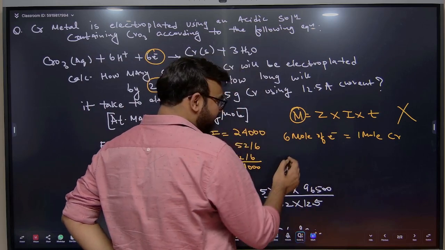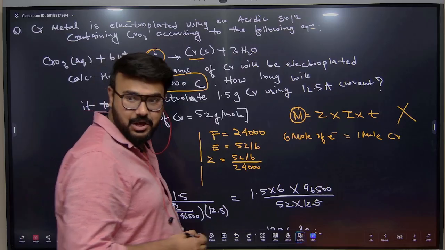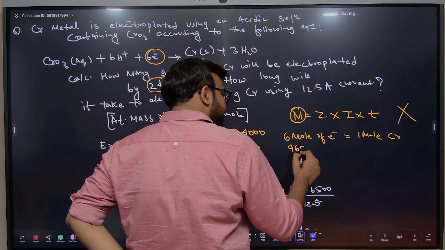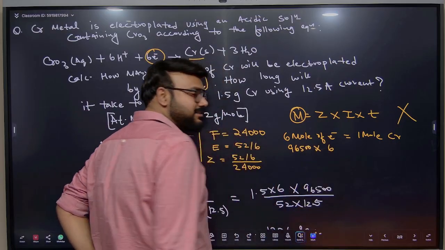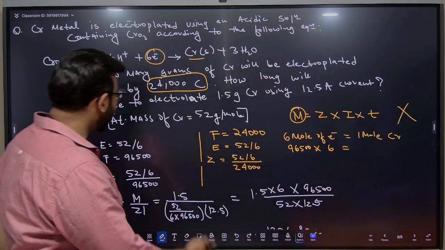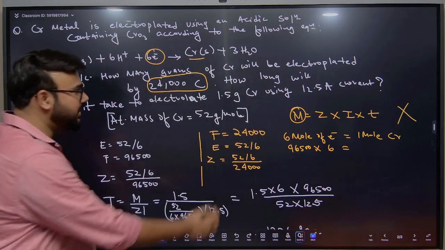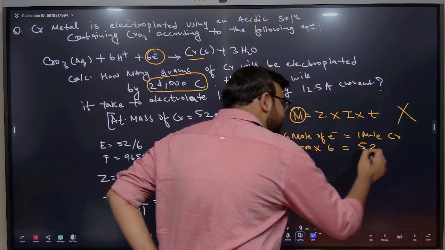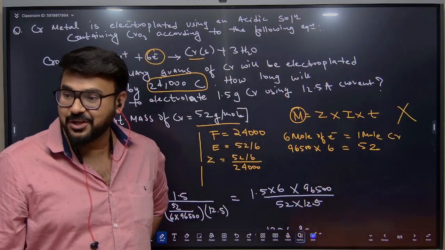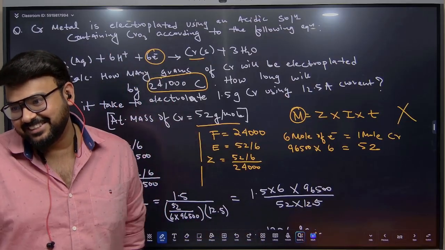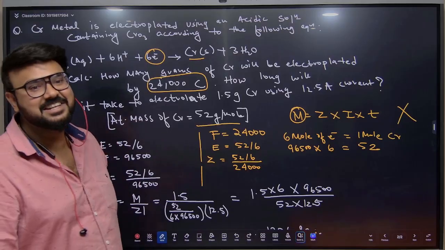So how much is 6 moles of electron? What is the value of 1 mole of electron? 96,500. So 96,500 into 6 is the charge for 1 mole of chromium. How much is the atomic mass of chromium? 52 gram per mole. So if this much charge gives you 52 grams, then 24,000 will give you how much? That's it. Finished. Is it clear?